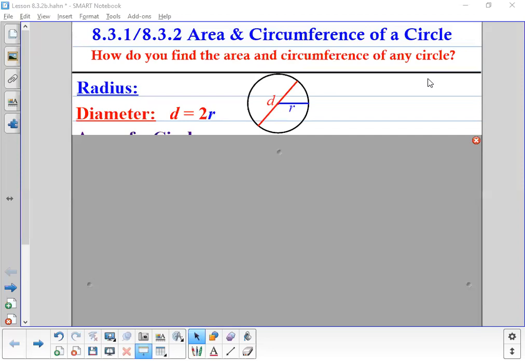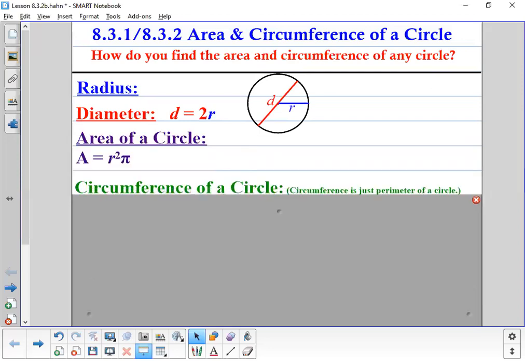We're going to be using the radius and the diameter when we're finding our areas and our circumferences. If you have the diameter and you need the radius, you can divide it by 2. If you have the radius and you need the diameter, you can multiply by 2.